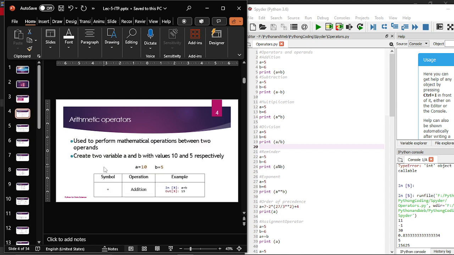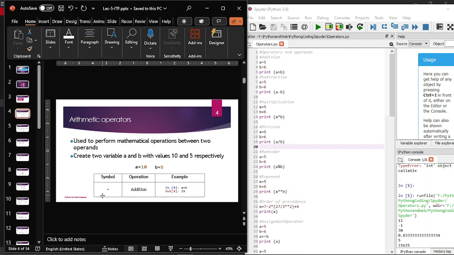Next up are the arithmetic operators. Arithmetic operators are one of the first operators that we'll be studying in this topic. They are mainly used to perform mathematical operations between any two operands. For example, if we take a is equal to 10 and b is equal to 5, and then perform an addition operation.